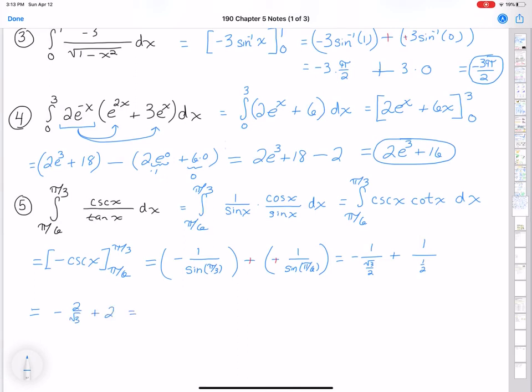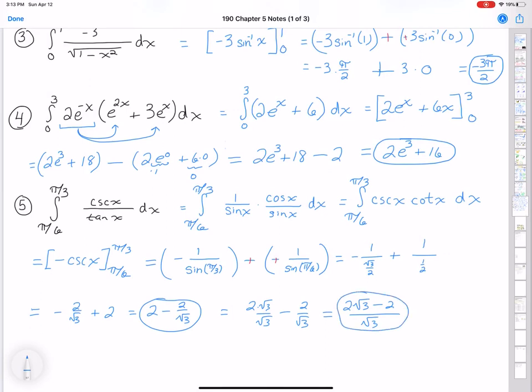And so you could certainly leave it that way: 2 minus 2 over the square root of 3, that's okay. If you prefer, you could multiply the first term by root 3 over root 3 in order to get a common denominator. And then you could have 2 root 3 minus 2 over the square root of 3.